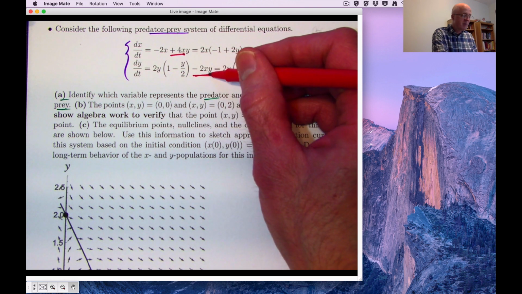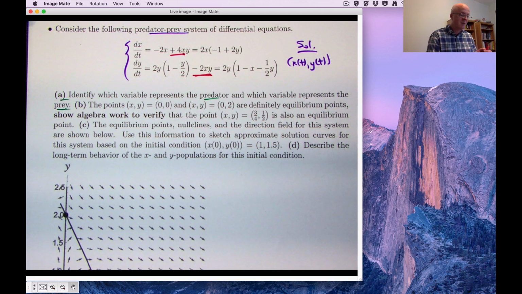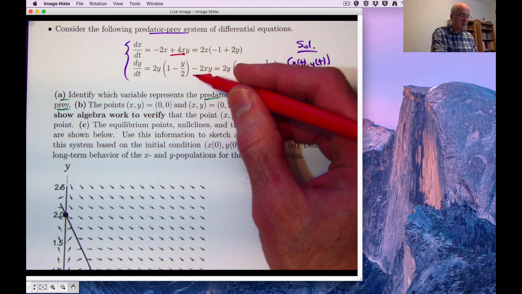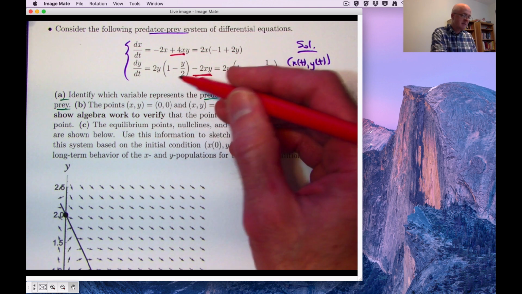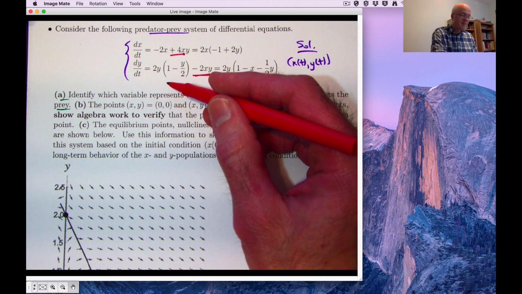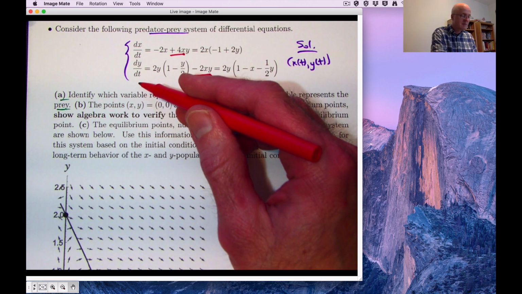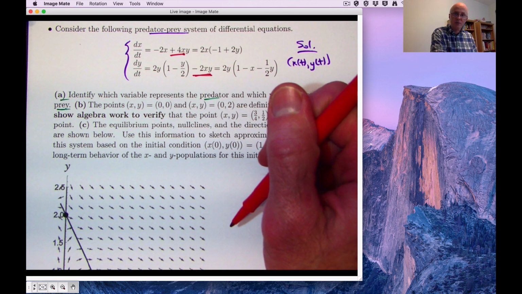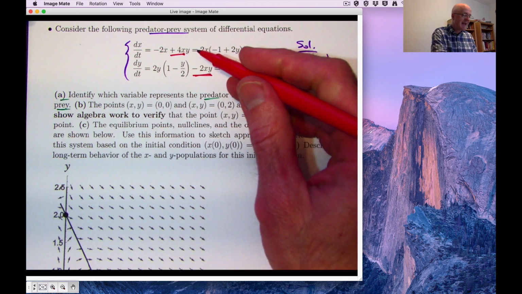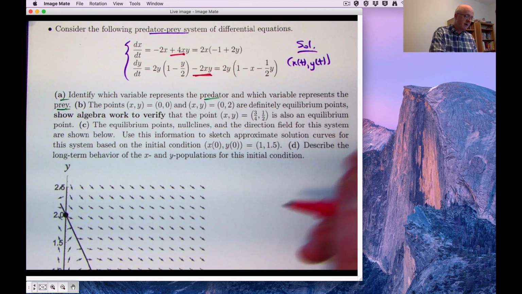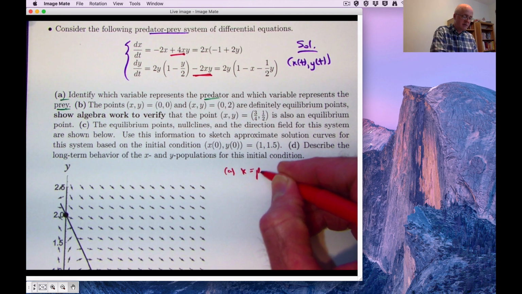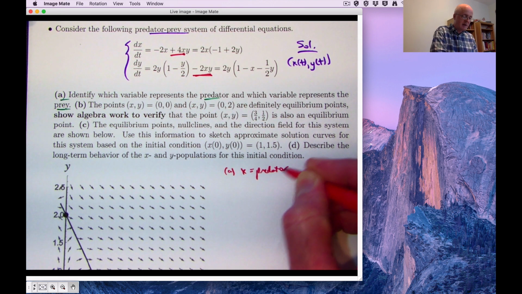The interaction term for the prey's equation has a negative coefficient again. The interactions between x and y, when x and y are both large, say, make this quantity a large negative number, and this may be a moderately small positive number. dy dt could be negative. Interactions with the predator are harmful to the prey. So x is the predator and y is the prey. X equals the predator and y equals the prey.